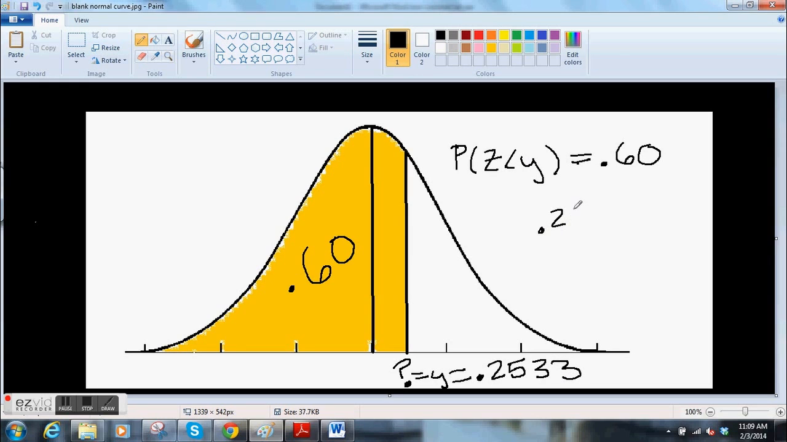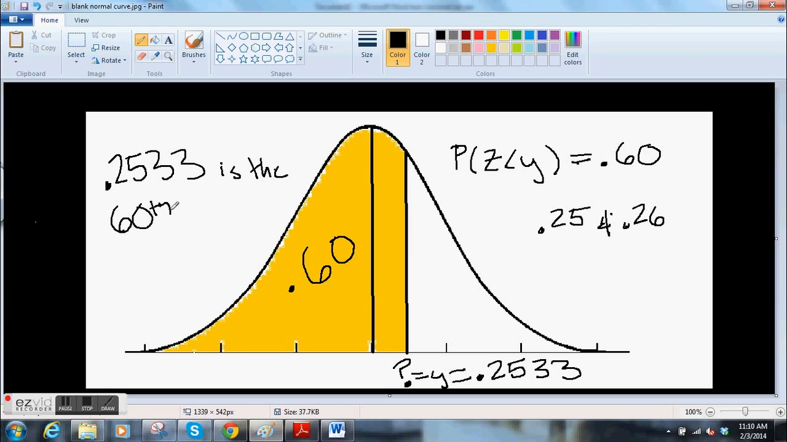When we did it on the tables, we said it was between 0.25 and 0.26. So we are correct. It's a little bit closer to 0.25, but it's okay. We can sleep well at night. It's close enough. So the answer is 0.2533, and that's a number on the number line, the 60th percentile for Z. And that's how you do it.